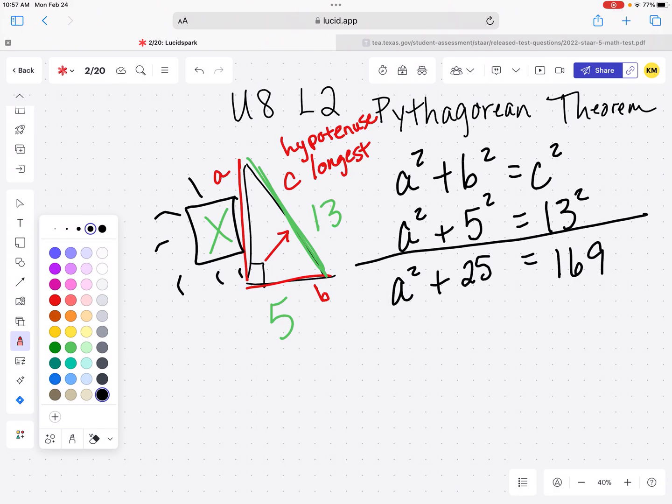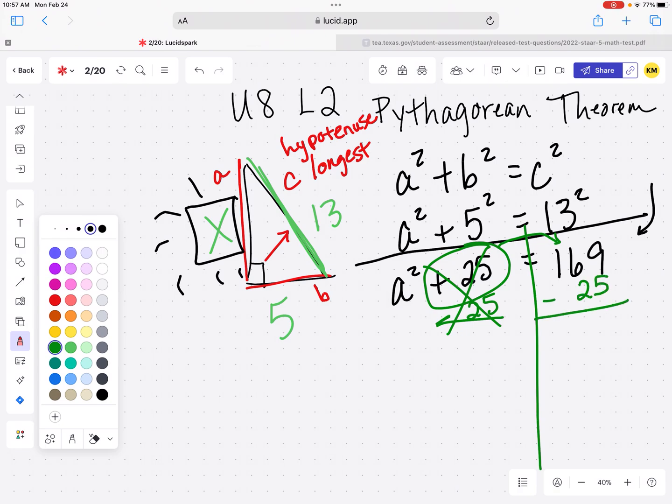Can you look at this equation and say, I can solve for a? Your job is to get a by itself. So in order to have a by itself, you have to move over anything else that's on the a side, right? So we want to get rid of that 25. We want to move it over. So we don't want it to be positive. We want to do the opposite to move it. So positive 25 and negative 25 is nothing. It cancels itself out. And if I do it to one side, I do it to the other side.